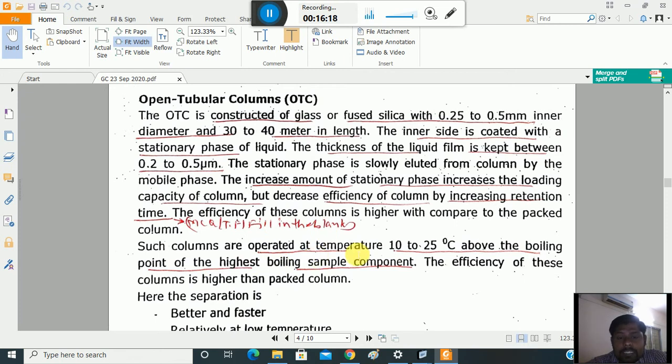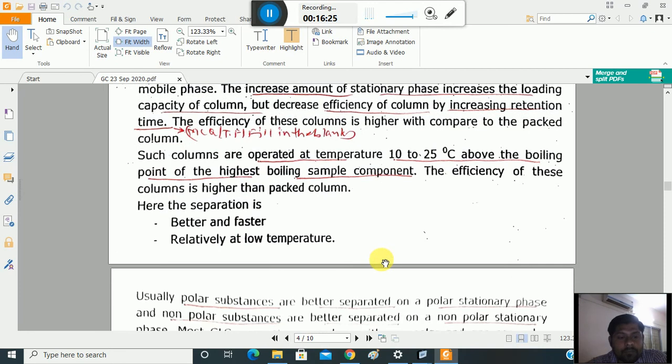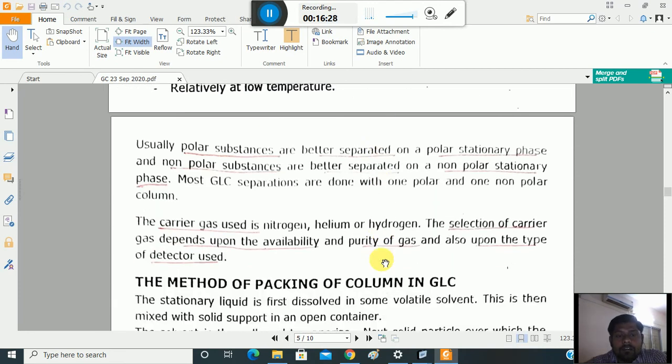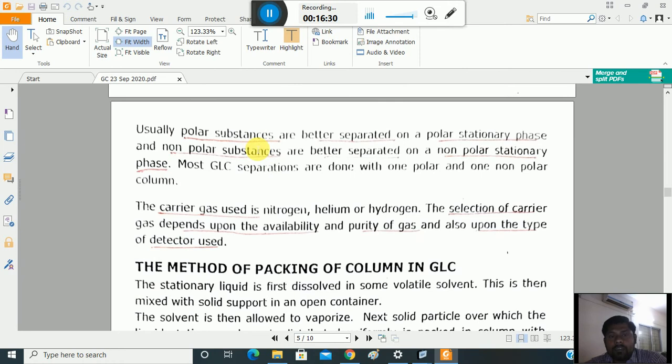Columns are operated at a temperature 10 to 25 degrees above the boiling point of the highest boiling sample component. Okay, that is like dissolves phenomena. Polar substances are better separated on a polar stationary phase. Non-polar substances are better separated on a non-polar stationary phase. That means if the sample is polar, stationary phase must be polar. If the sample is non-polar, stationary phase must be non-polar. So that is called the like-dissolves-like phenomenon.